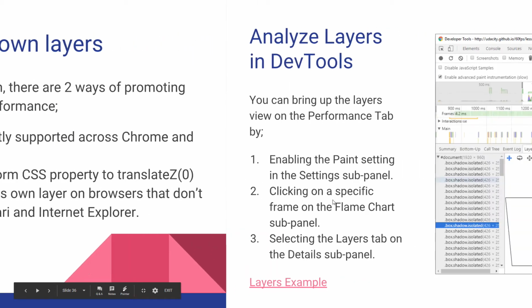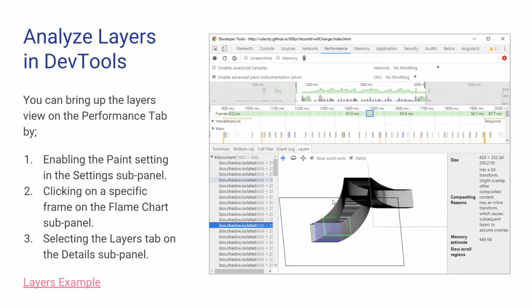So yeah, analyzing the composite phase is actually quite easy in the DevTools as well. Surprise, surprise. To do that, you can bring up the layers view in the performance tab by clicking on a layer after you brought up the painting setting in the settings subpanel, and then switching to the layers subtab. As you can see right here, it allows you to see every single layer on the page that is being rendered and composited to assemble the larger big picture. Okay, so something to keep in mind.